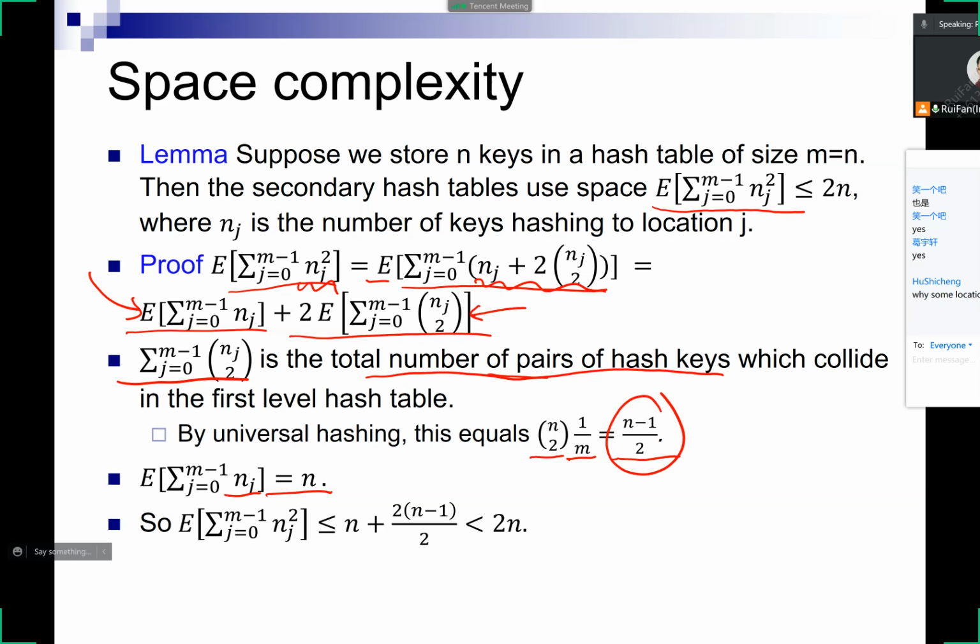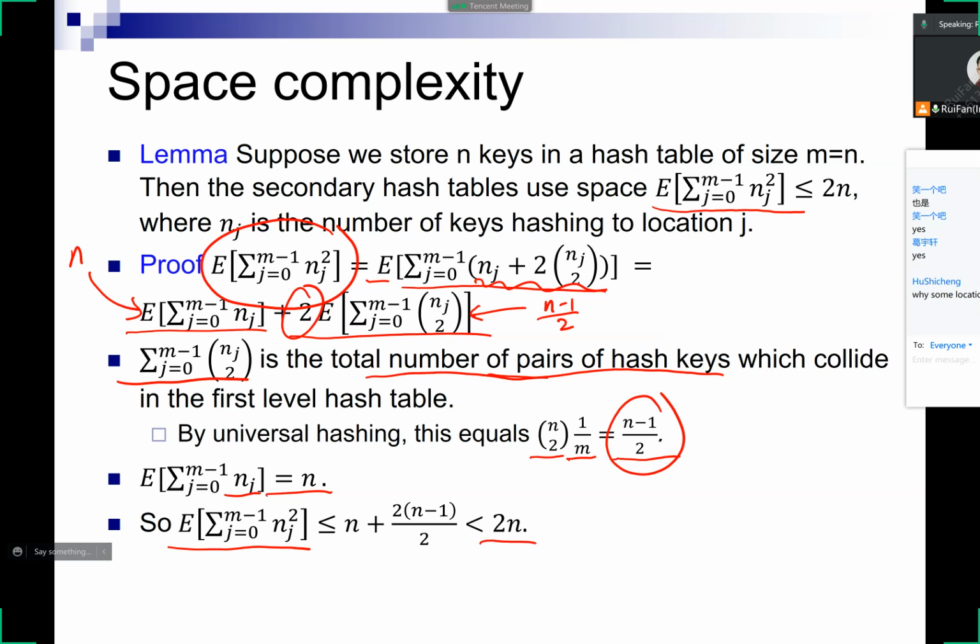So therefore, what we have is that we can go back to this expression over here, and this part is less than or equal to n, right? And then this part, the expected part, is going to be no more than (n minus 1) divided by 2. And then if you multiply by the 2 over here, then altogether, this sum is going to be at most 2 times n.